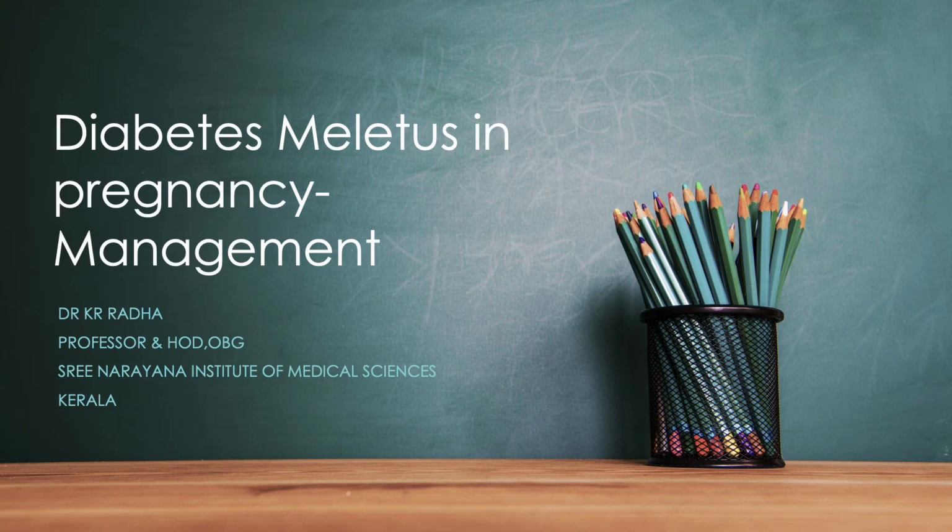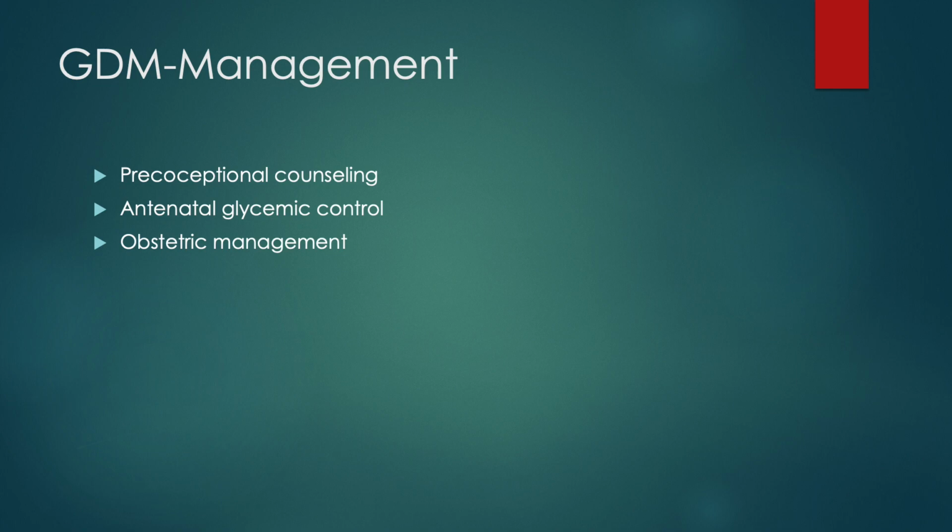The previous two sessions have discussed the effect of pregnancy on carbohydrate metabolism, the effect of diabetes on the mother and the fetus, and how to screen for diabetes in pregnancy. In this session, we will deal with how to manage a pregnant woman who is bound to have diabetes. Management of a pregnant woman with diabetes is discussed in this session in three parts.